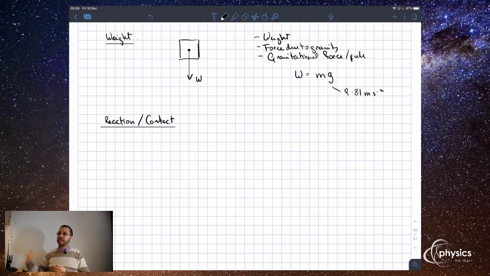When you are leaning with the wall, alright, you already have a reaction force. Because if you are pushing the wall and the wall is not pushing you back, you will pass through the wall.